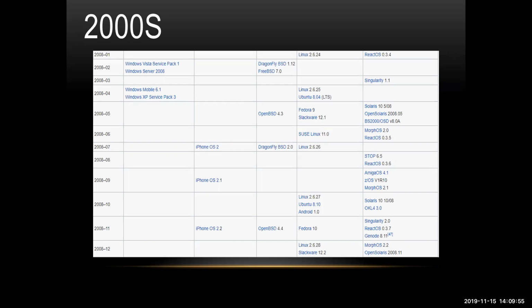And then July, we had iPhone OS 2, and then DragonFly BSD 2.0, and then Linux 2.6.26. And then August 2008, we had Stop 6.5 and ReactOS 0.3.6. Then September, we had iPhone OS 2.1, AmigaOS 4.1, and z/OS V1R10. Lastly, MorphOS 2.1. For October, we had Linux 2.6.27, Ubuntu 8.10, Android 1.0.